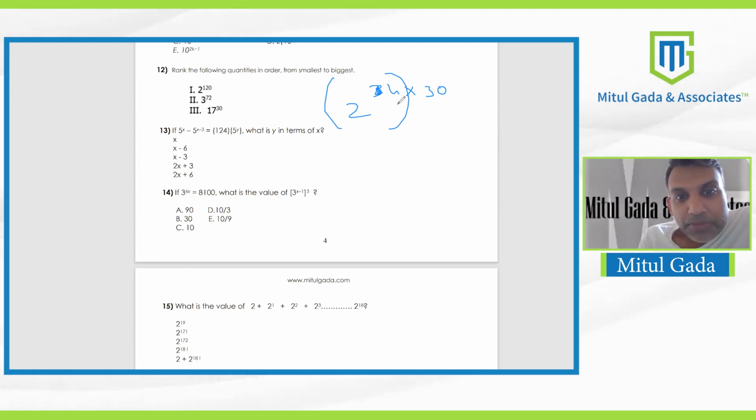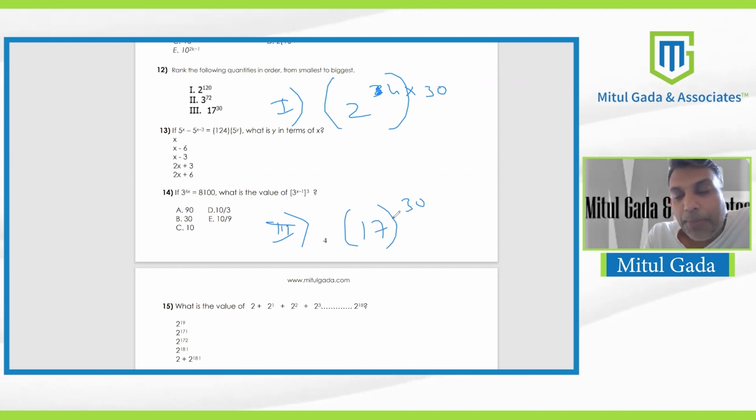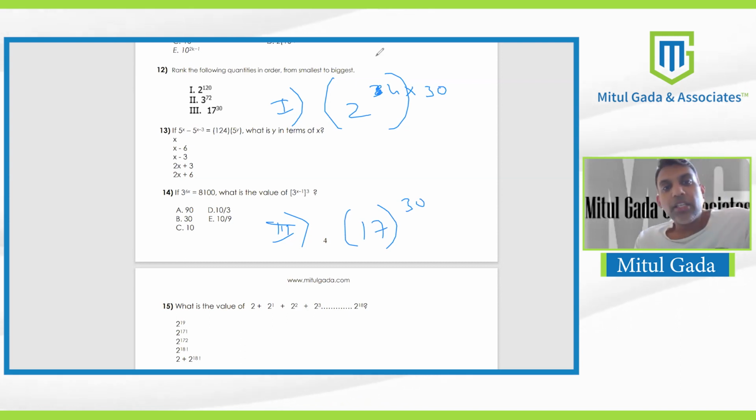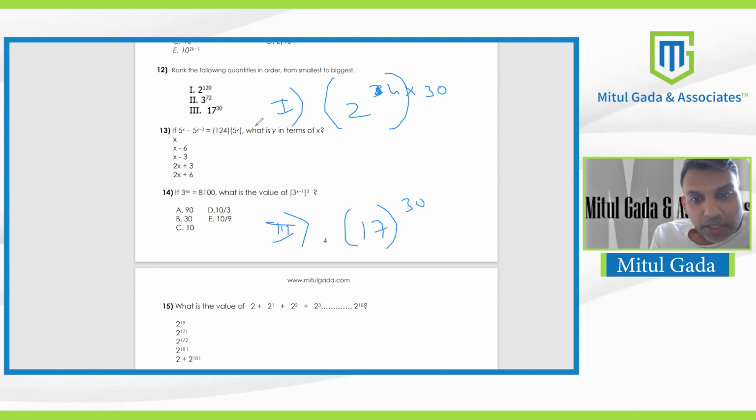So the first one becomes 16 raised to 30. And the third one, you have 17 raised to 30. So you can see I've made the powers equal, 30, 30. I just compare the base 16, 17. Obviously, 17 raised to 30 is bigger than 16 raised to 30. So third is bigger than the first. Smallest to biggest, what I get is first 1 and then 3.